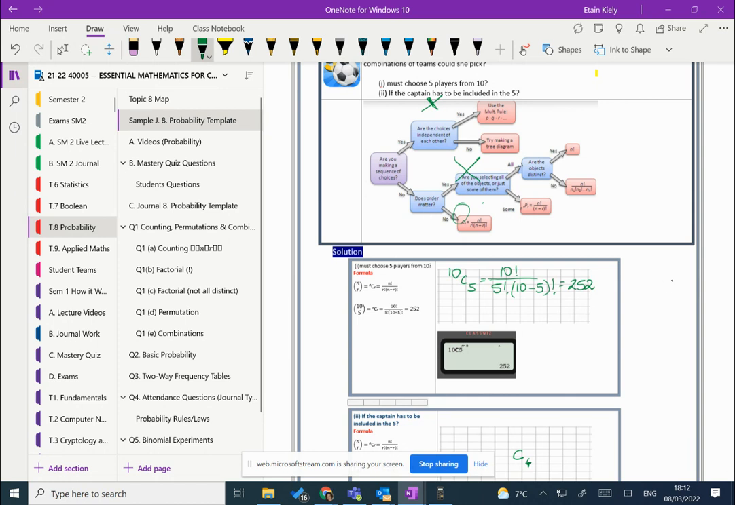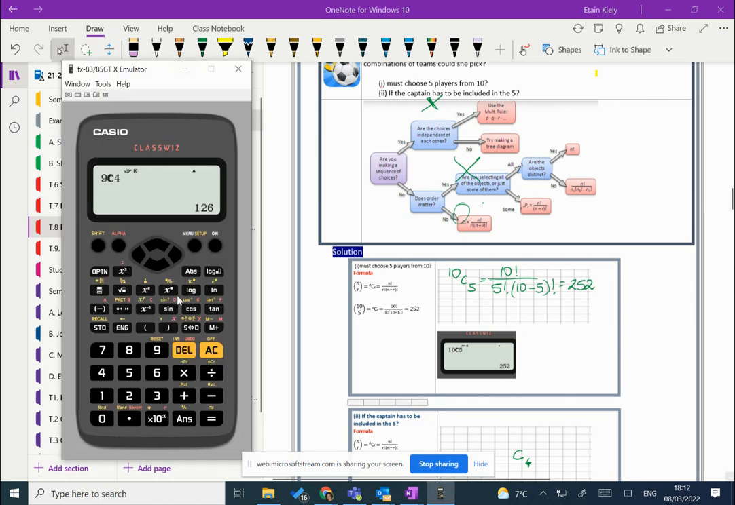Now, there's a button on the calculator which will do all the heavy lifting for you. It's this button here, the one just above the division sign. So we just say 10, shift C for combinations, and we're choosing, so 10 choose 5, and it gives us our answer of 252 here.